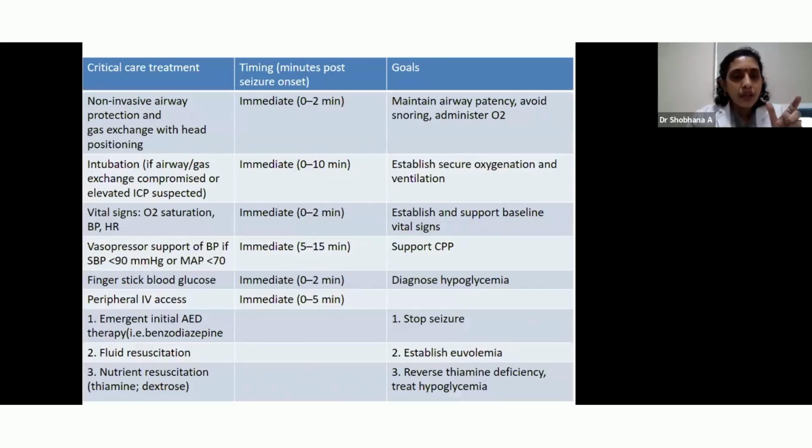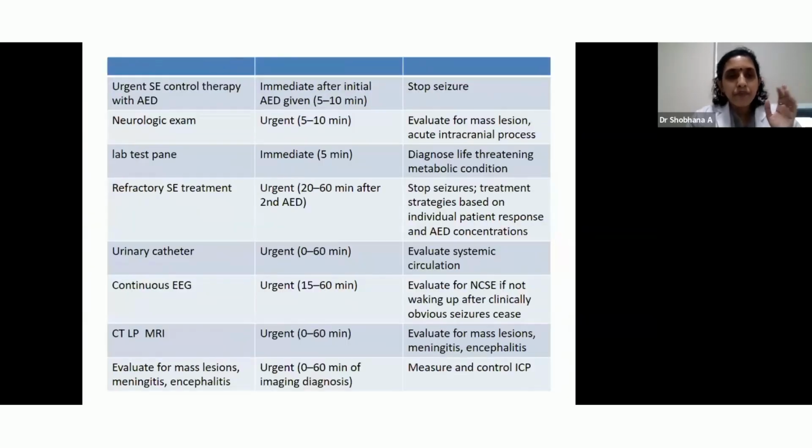Now, non-invasive airway protection and gas exchange with head end positioning means you raise the head end up a little, at least 30 degrees. You should do it immediately, clear the airway, suction, and administer oxygen. Intubate if necessary and secure oxygenation, ventilation, vital signs. Put in an IV cannula and start IV fluids, vasopressors if required. Do glucose. About glucose, I've already talked about. Benzodiazepines, I've talked about. Fluids, you can start immediately.